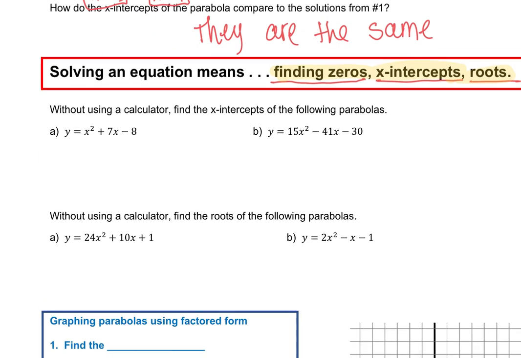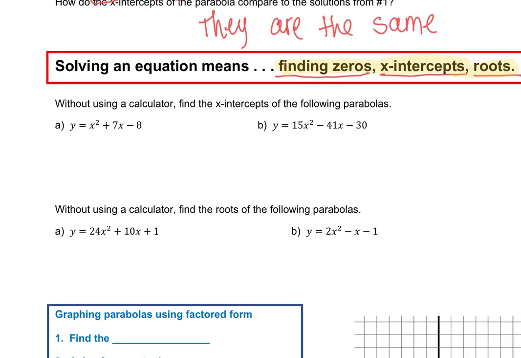So let's go ahead and use this terminology a little bit right here. It says, without using a calculator, find the x-intercepts. Highlight it, underline it, circle it if you'd like to. So I'm going to circle it, x-intercepts.